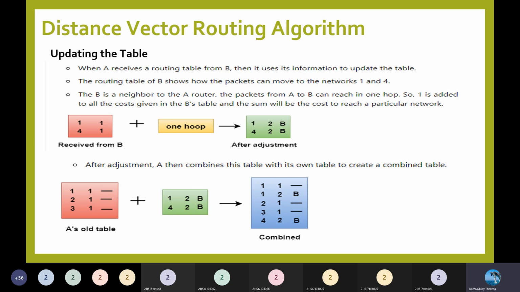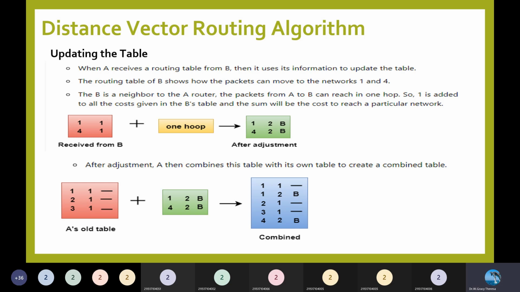Now after adjusting, what will A do? A then combines this updated table, this small table, with its own table, not to create a combined table. So this is the own table. In this table, network ID 1 is 1, network ID 2 is 1, and network ID 3 is 1. Now the updated one has been given: with the help of B, if A wants to reach network ID 1, the cost is 2.